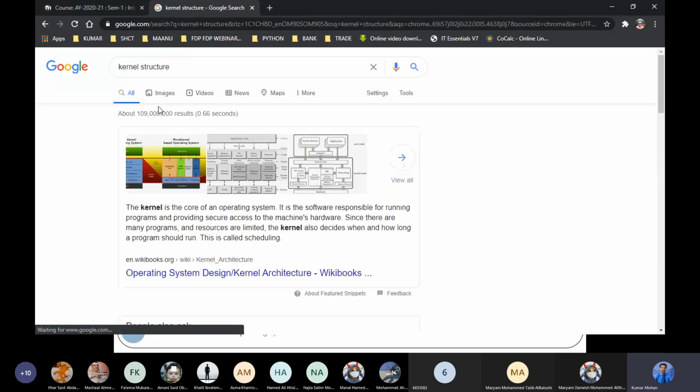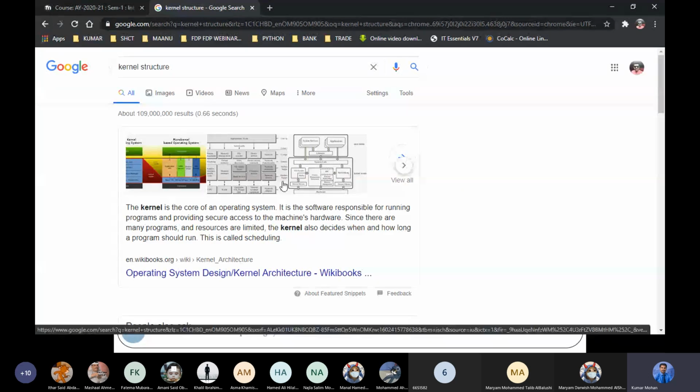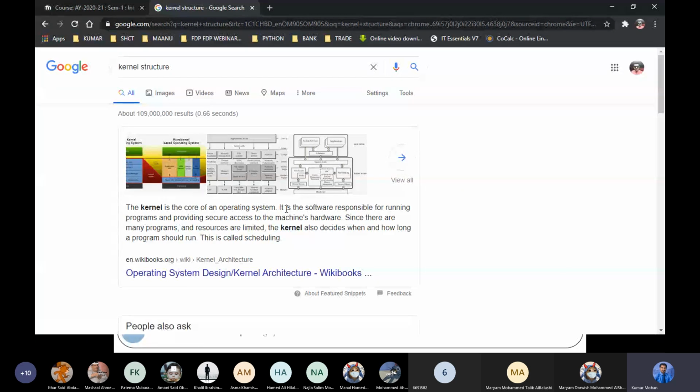If you see the kernel structure, this is the kernel. The kernel is the core of an operating system. It is the software responsible for running programs and providing secure access to the machine hardware. Since you know that in the operating system there are many programs running, the kernel will decide which program to access and which program to run. That is the task of your kernel.